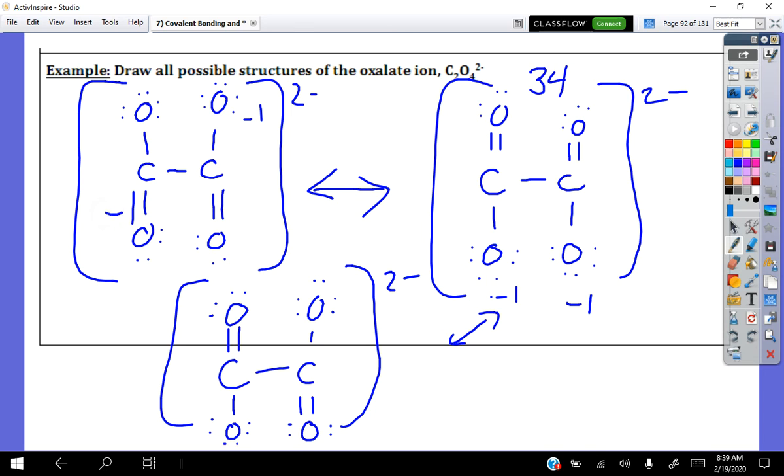So you'll see that this can move to here, and vice versa, this can move to here, but this cannot move to here. That's not how that works. It has to be an adjacent atom that it moves between.